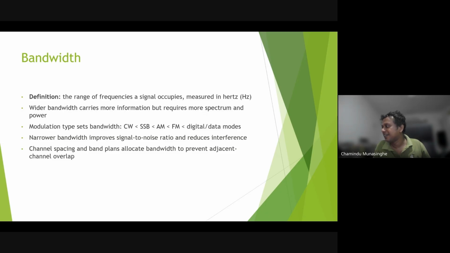Anybody can tell me the bandwidth of a 1 kilohertz sine wave? Or for that matter, what's the bandwidth of a 1 megahertz sine wave?